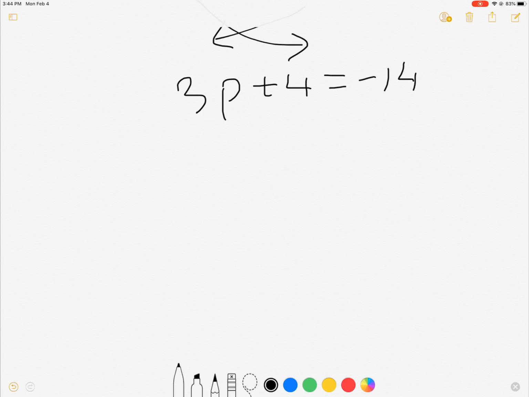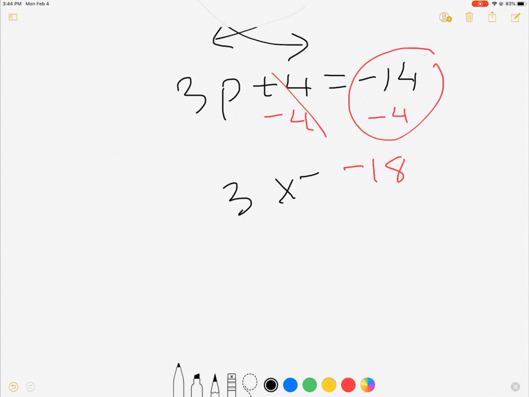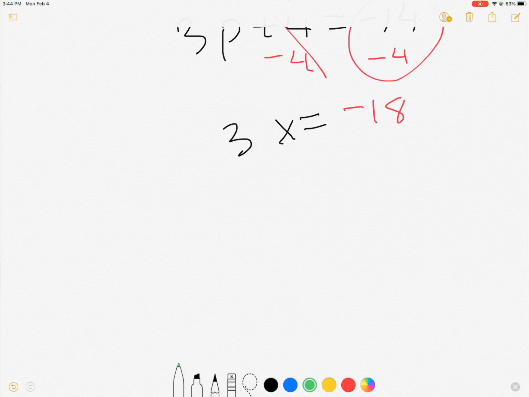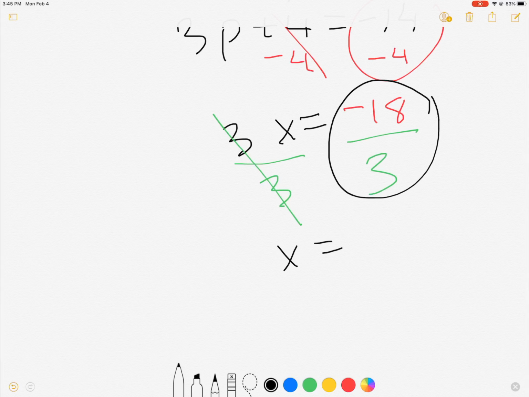So what I need to do now is additive inverse. I'm going to subtract 4 on both sides. That should be 0, and this should be equal to negative 18. So I'm going to rewrite the whole thing as 3p equals negative 18. Sorry for a different color. So now I do my final step, which is multiplicative inverse, or I divide the coefficient. So divide both sides by 3. That's going to give me negative 6. So negative 6 will be the answer.